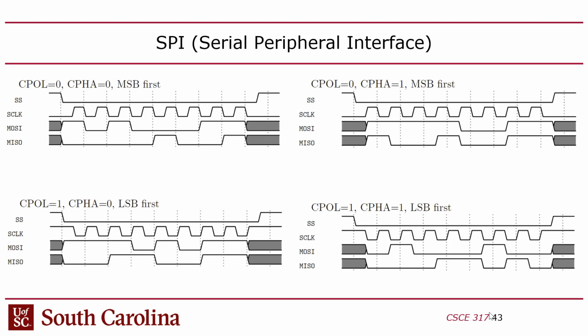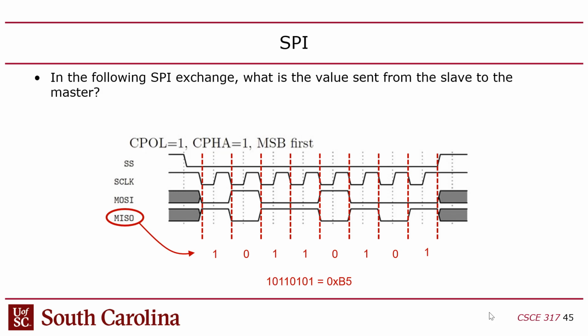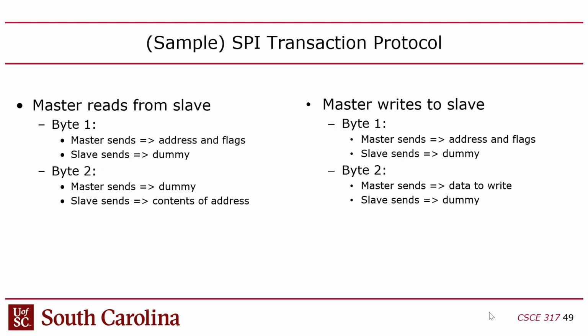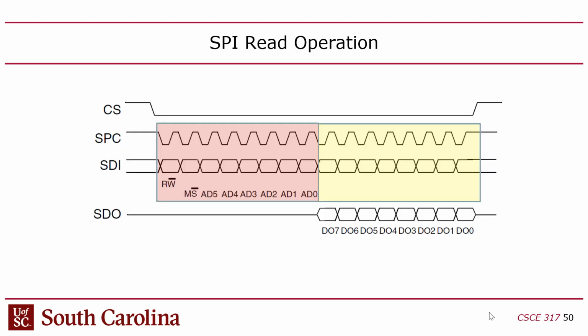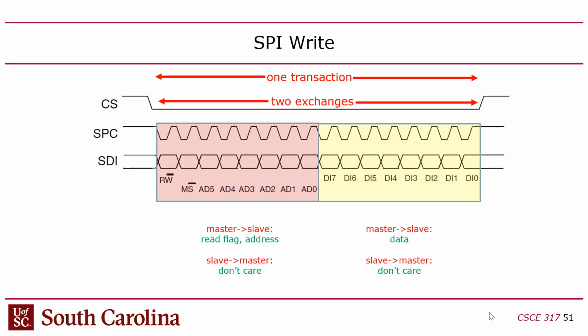Make sense? All right. Then we talked about exchanges versus transactions. A transaction is when you have to do multiple exchanges. When you do these kinds of transactions, you want to be able to send an address to your slave, to tell it what you want to do. So to implement that with SPI, you need multiple exchanges. You guys all remember that? Okay.